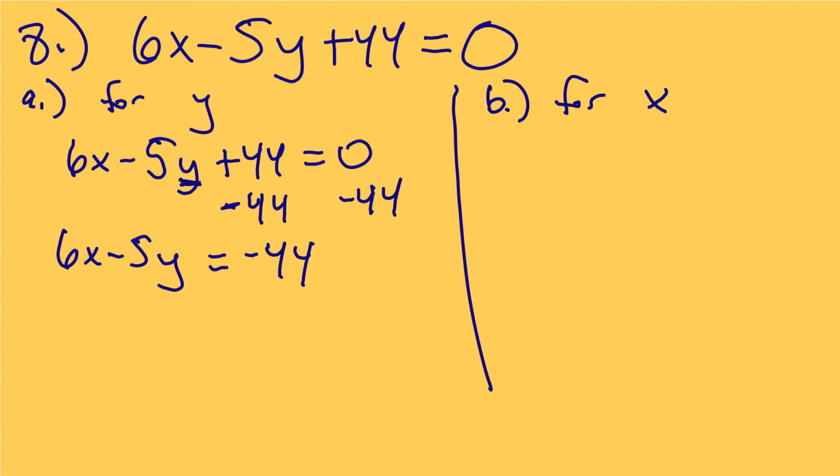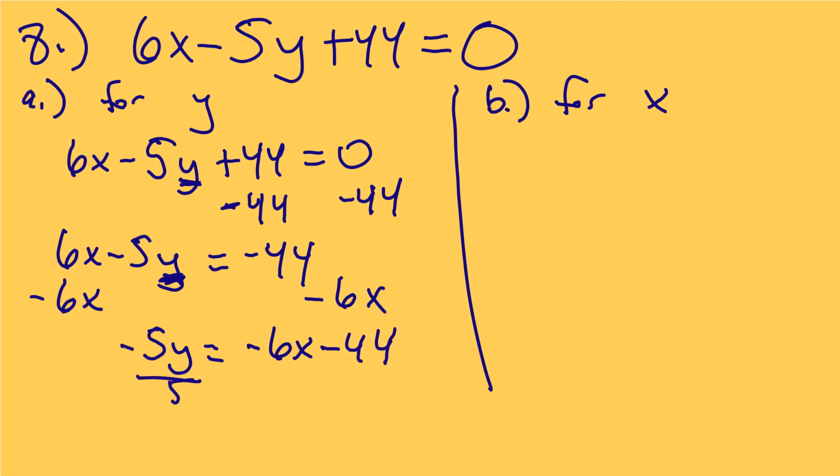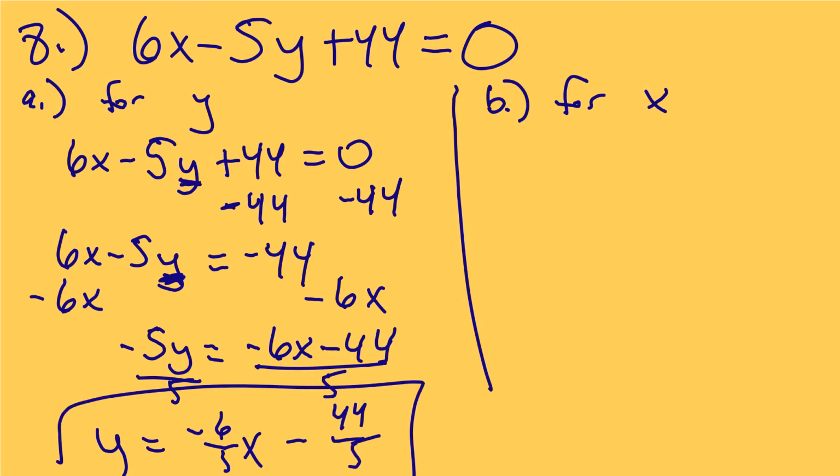All right? And now remember, y is still the guy I'm not allowed to move. So I got to either get rid of the negative 5 times y or the 6x. I get rid of the 6x first because I always get rid of multiplication after that. So I end up with minus 5y equals minus 6x minus 44. Now I'm going to divide everything by 5. I end up with y equals negative 6/5 x minus 44/5. I don't think that can be reduced, so I'm done.